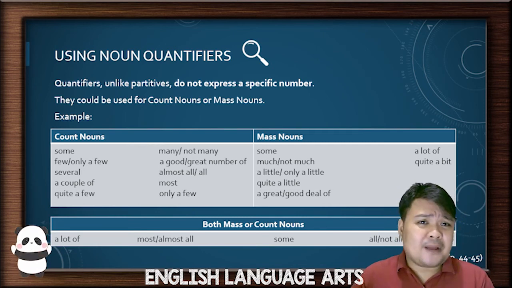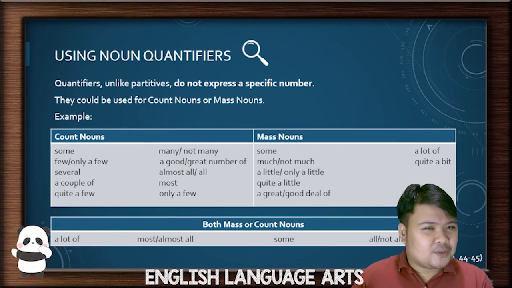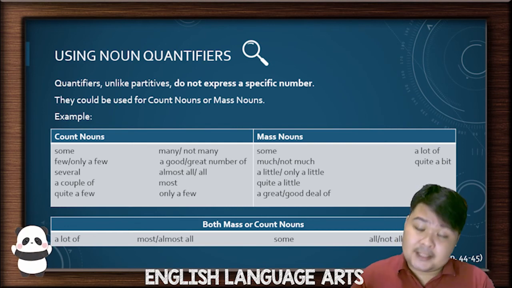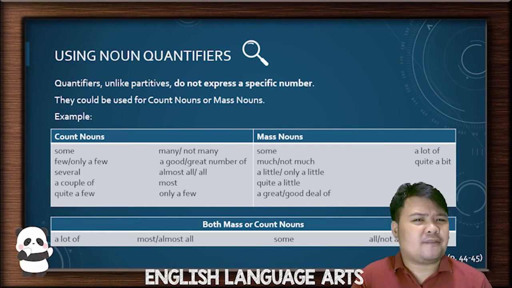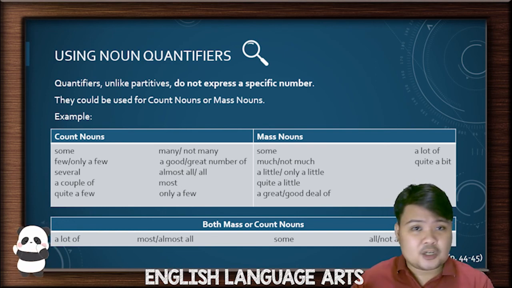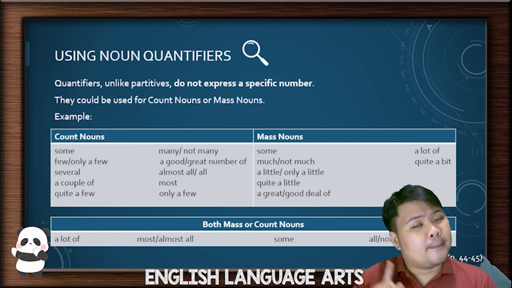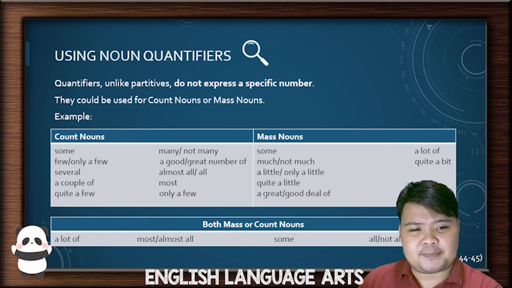Or, oh no, I placed too much salt. You don't know exactly how much salt you placed, but you use a quantifier to tell that it is actually a lot. And these two play a very important role when you're talking about either mass nouns or count nouns. Again, partitives are specific, quantifiers not so specific.